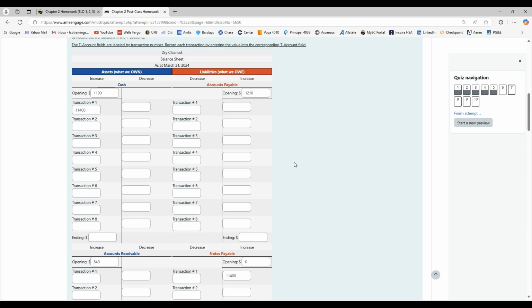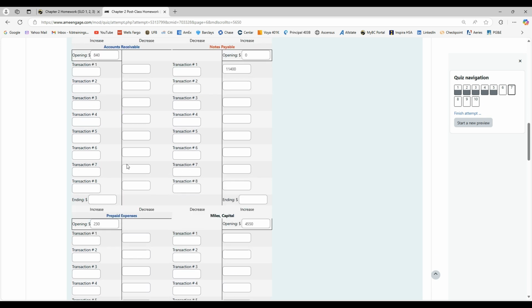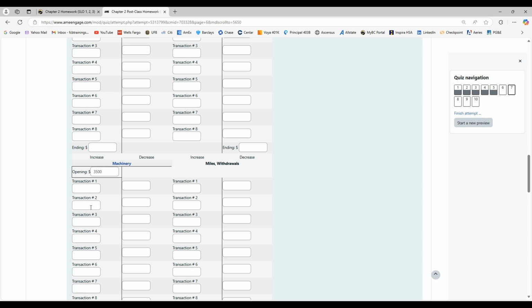We purchased machinery for $7,400 of cash, so that's going to be a decrease in cash and an increase in our machinery account. Both assets, but one asset for another being exchanged.